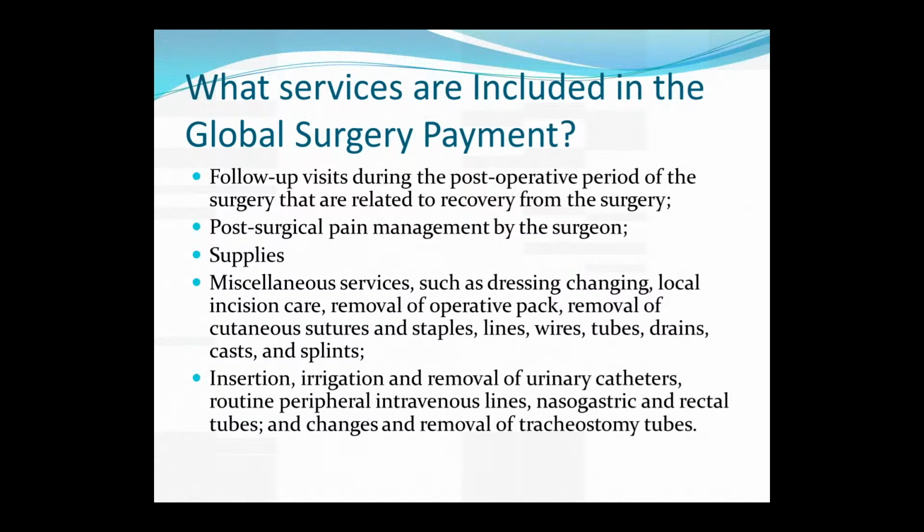Dressing changes, local incision care, removal of operative pack, removal of cutaneous sutures and staples, lines, wires, tubes, drains, casts, and splints. Also included is the insertion, irrigation, and removal of urinary catheters, routine peripheral intravenous lines, nasogastric and rectal tubes, changes and removal of tracheostomy tubes. These are all included in the global surgery payment.